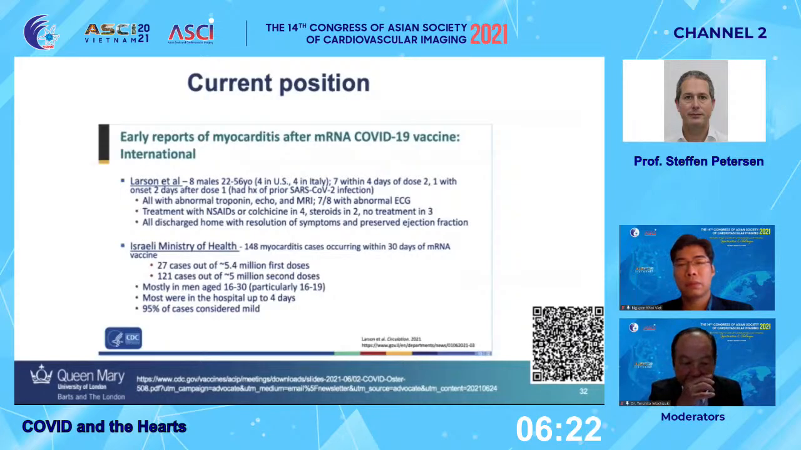The Israeli Ministry of Health reported 148 cases of myocarditis occurring within 30 days of mRNA vaccine. 27 cases came out of the 5.4 million first doses and 121 cases out of approximately 5 million second doses. So mostly in men aged 16 to 30 years of age, and most were in the hospital up to 4 days, and 95% of cases were considered mild.